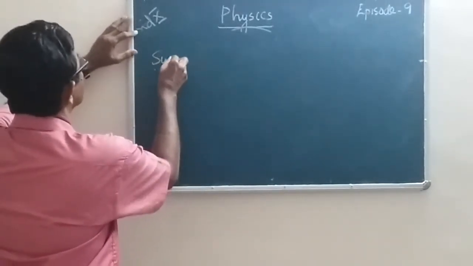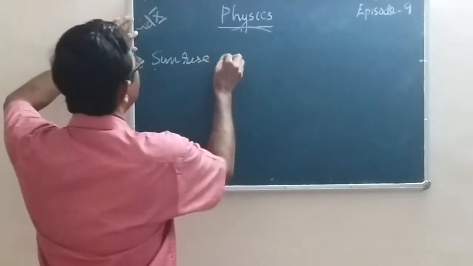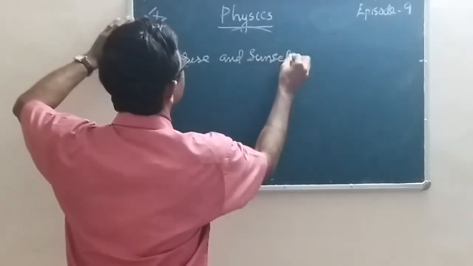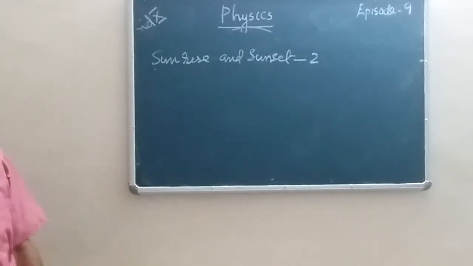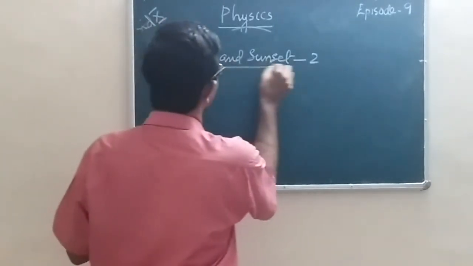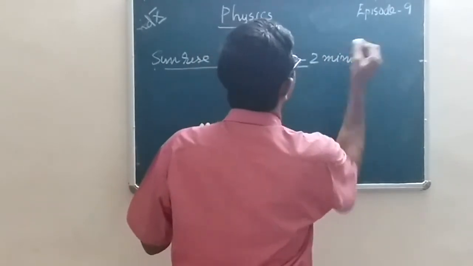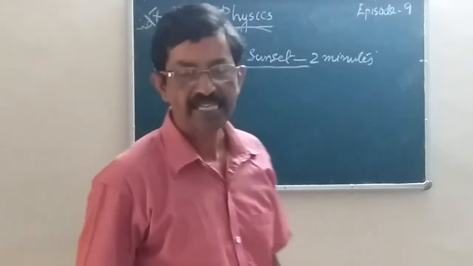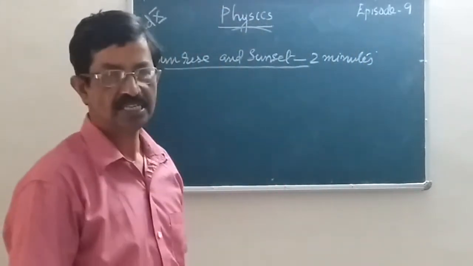Now we want to discuss another term: sunrise and sunset extended by about 2 minutes. Why are the sunrise and sunset extended by about 2 minutes?